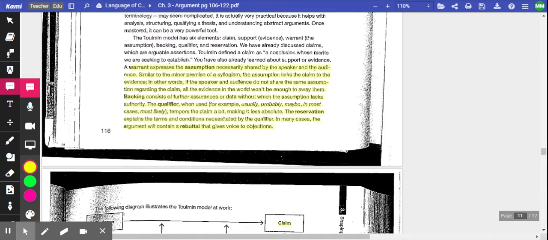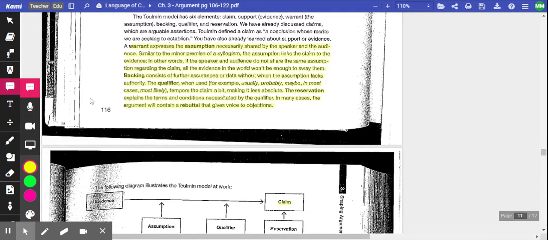Okay, some of the basic terms you need to know is a warrant, which expresses the assumption necessarily shared by the speaker and the audience. Similar to the minor premise of a syllogism, the assumption links the claim to the evidence. In other words, if the speaker and the audience do not share the same assumption regarding the claim, all the evidence in the world won't be enough to sway them. Backing consists of further assurances or data without which the assumption lacks authority. Basically, that's evidence to back up whatever the assumption is.